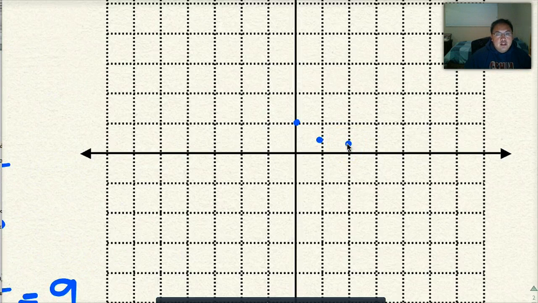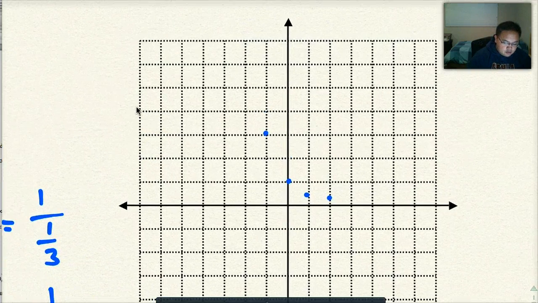At -1, you remember it's 3. So 1, 2, 3 goes right here. And at -2, we had 9. So 1, 2, 3, 4, 5, 6, 7, 8, 9. So it's not even off the chart, it's like right here.